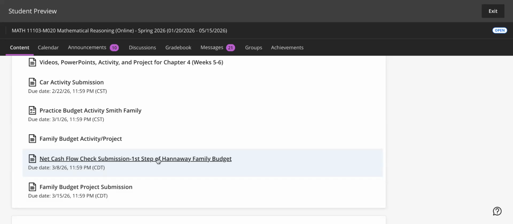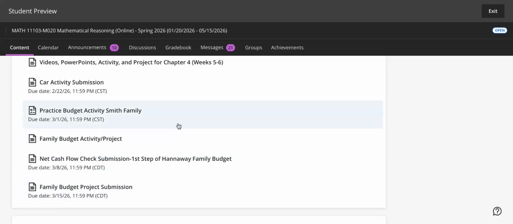So you're going to fill in their original budget and turn it in here. Then by Monday of next week, I'm going to get back with you and say you're correct, or you're not correct and we need to talk about what's going on with your budget, and we can move forward so that the next Sunday you'll have the whole thing ready to be turned in. And this is where you turn in the whole thing, the family budget project submission.